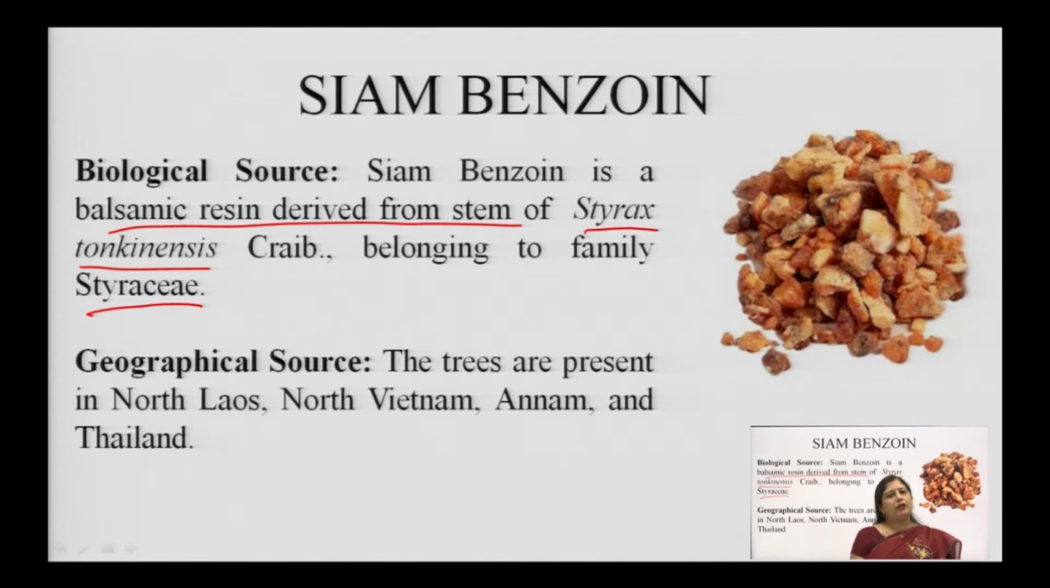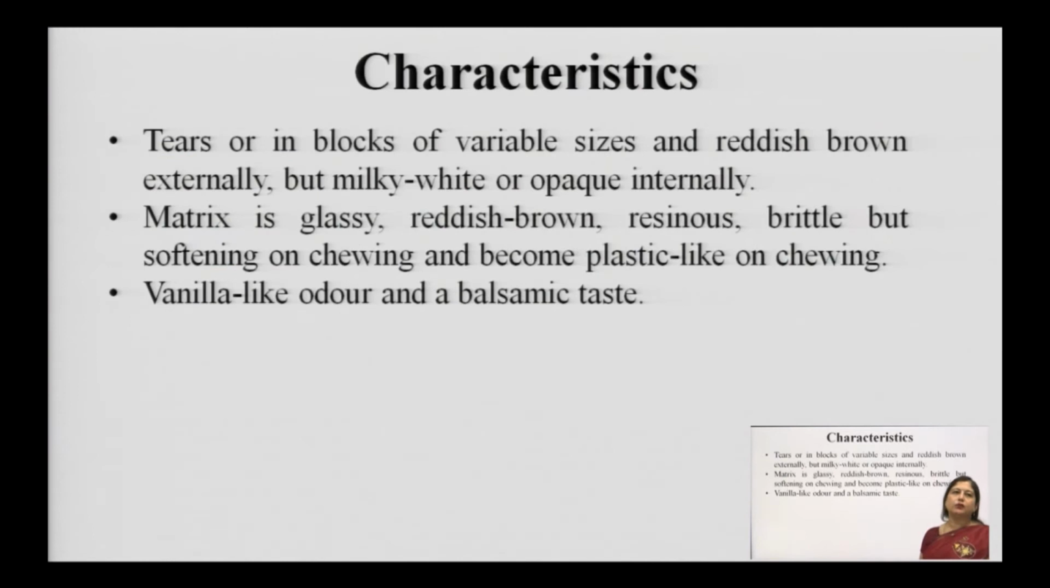And the geographical sources here, there it was basically the islands in Indonesia like Sumatra, Java, etc. And here these are the Southeast Asian countries, just beside India we have Thailand, Vietnam, North Vietnam, Annam and North Laos. So, these countries are just beside Burma, you know that we have Thailand, North Laos, North Vietnam and Annam. There we have the production of the Siam benzoin.